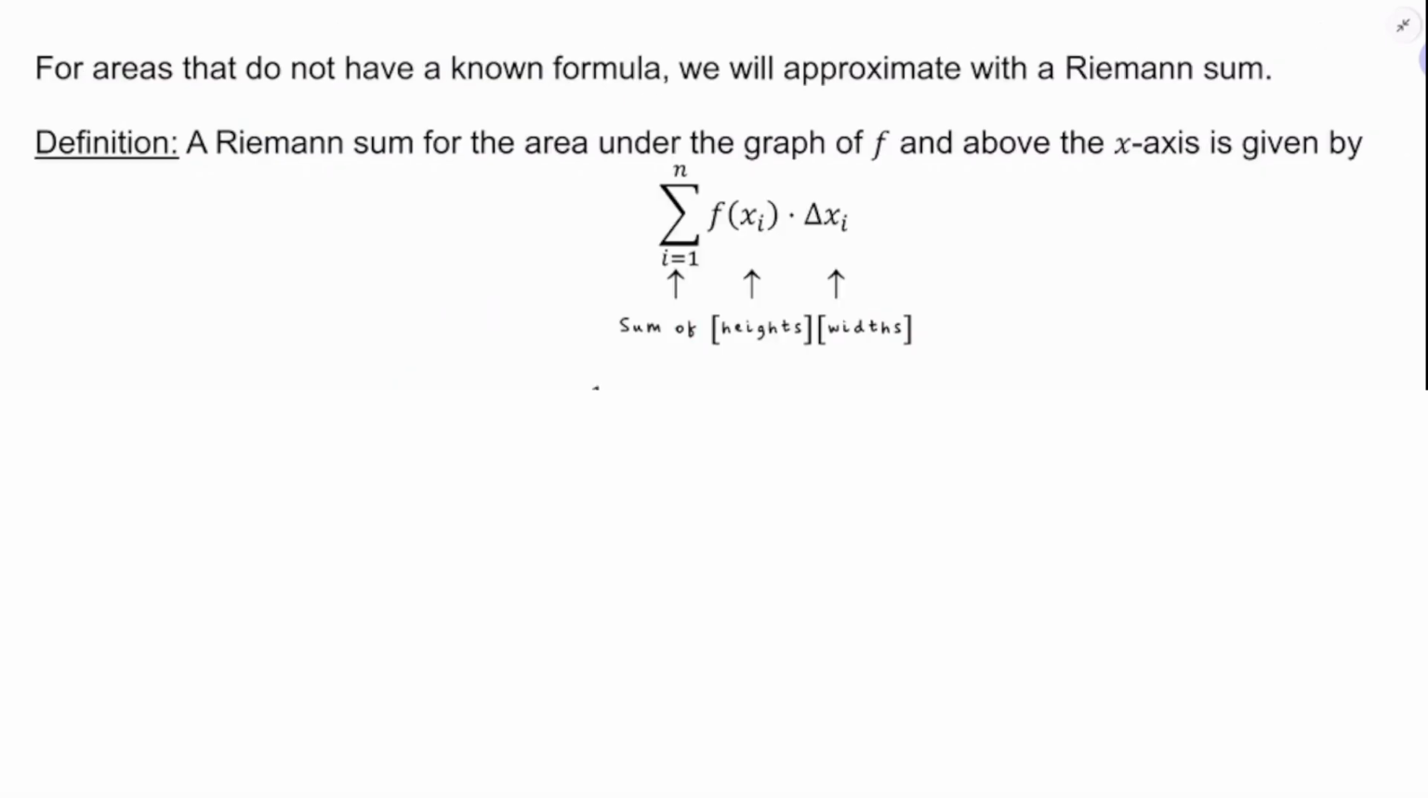Now for areas that don't have a known formula, like that area under the graph of y equals e to the x that we saw earlier, we're going to approximate with a Riemann sum. And a Riemann sum for the area under the graph of a function and above the x-axis for that integral is given by this formula here. It's a series, and it might look a little intimidating, but I translated it down below. So it's the sum of heights times widths. It's the sum of the area of those rectangles that I had drawn earlier.